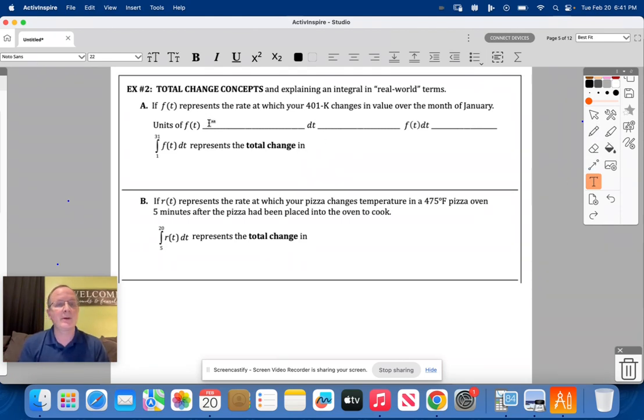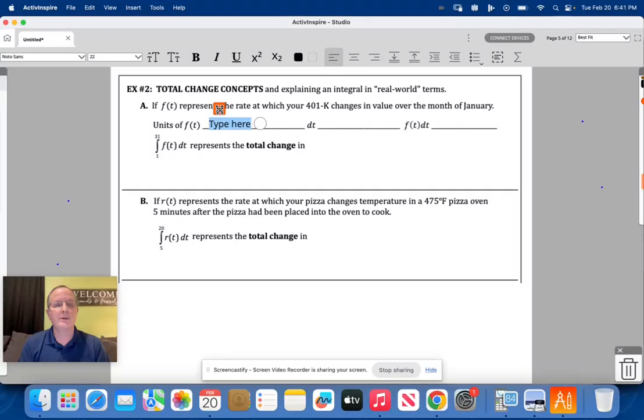So let's go right here. It's going to be dollars per day. Put that right there. Now, what about dt? Well, dt is going to be number of days. So it's going to be days.